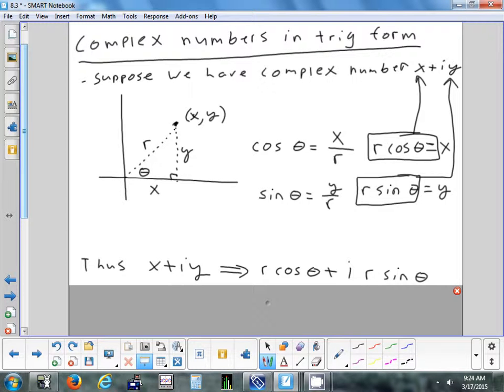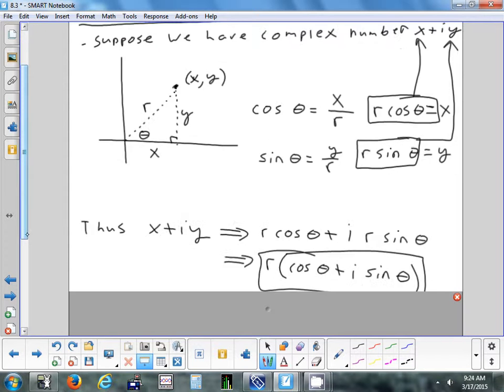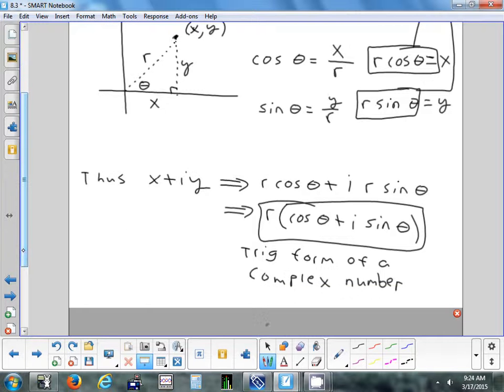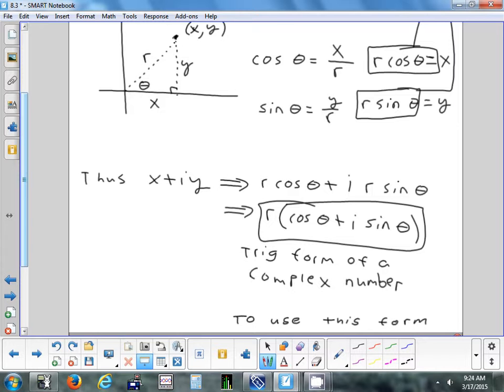Okay, so if you make that substitution, instead of x plus iy, you get r cosine theta plus the i stays right where it is, times y, which is r sine theta. Now, since there's an r that's common to both, they usually factor that out and write it like that: r parentheses, cosine theta plus i sine theta. This is the trig form of a complex number. All you have to do is find out what r is and what theta is.